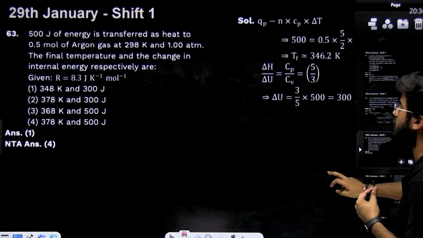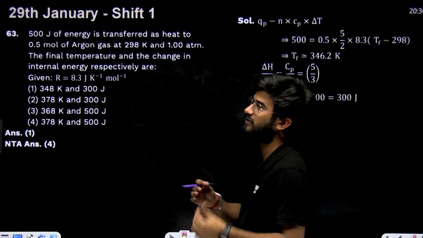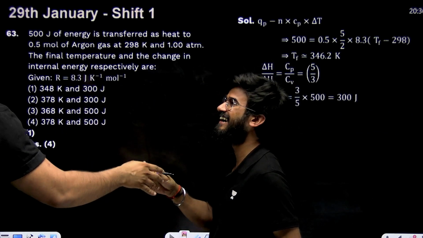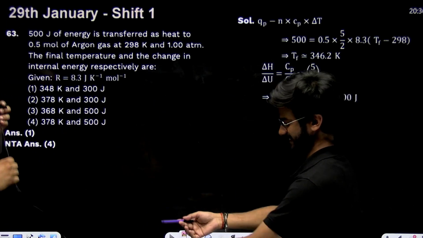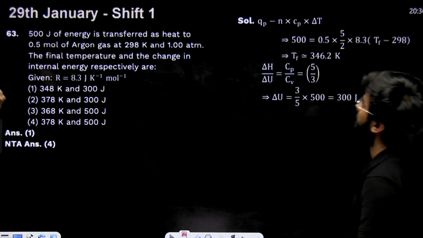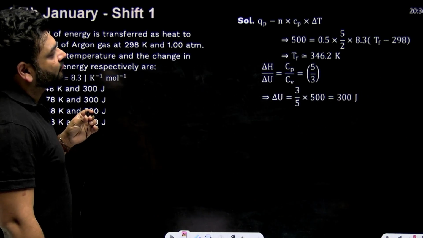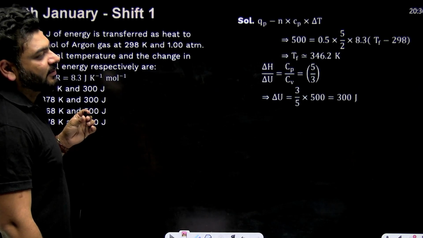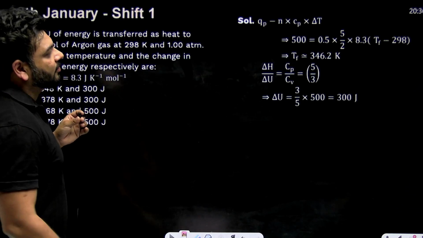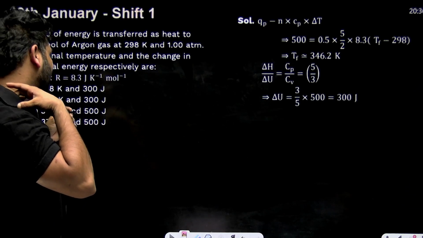Next question is from chemistry again. So sir, it's a very easy question. Even we can solve this question. So we all know, sir, that for a monoatomic gas, the value of Cv is 3/2 R and Cp is 5/2 R. Right? So on that only this question was asked.